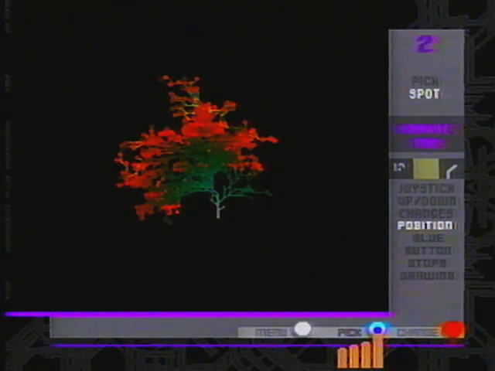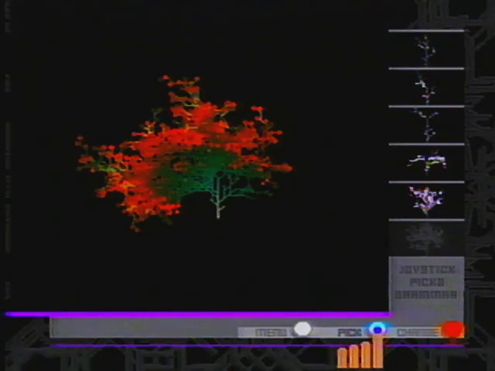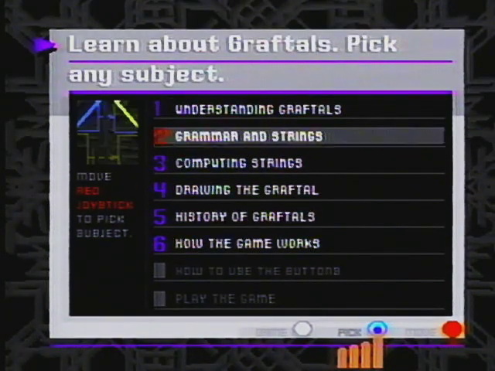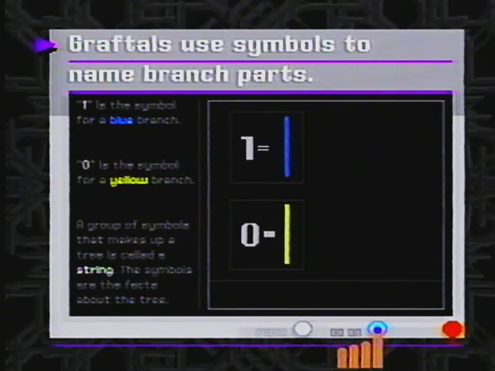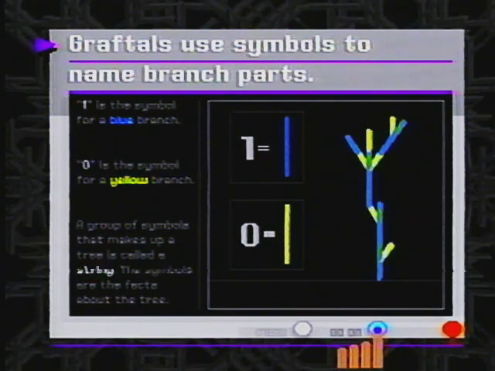We now know that in order to draw a graphtal, we need a string which contains some basic facts about the graphtal, such as the blue and yellow branch parts. And we need a set of rules, or grammar, to apply to the string. But how does the program see the string? The computer program needs symbols to name branch parts. Here we've defined our blue parts as the symbol 1, and the yellow parts as the symbol 0. These 1s and 0s are what goes into the string in the computer program.